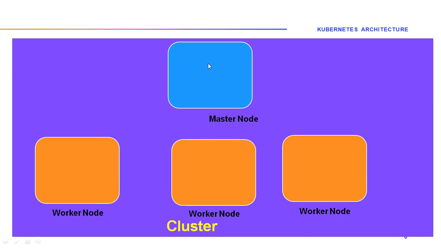The master node is used to manage the worker nodes, and we have different components under the master node. Let me show the components of the master node. These are the components: API server, etcd, scheduler, and controller manager. So what is the role of the API server? All the communication from the master node to the worker nodes goes through the API server. Whenever worker nodes want to communicate with the master node, it also goes through the API server.